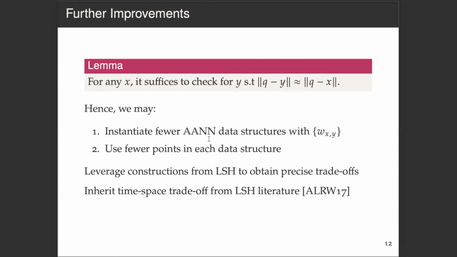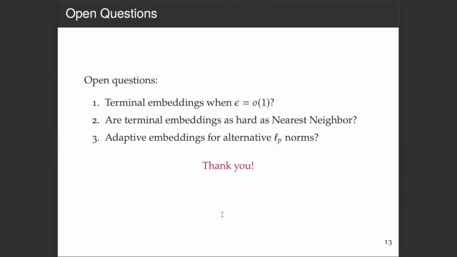To precisely trade off between each of these options, we leverage constructions from locality sensitive hashing, which were previously used for nearest neighbor search. I won't dwell any more on how we use these data structures, but all the details are in the paper if you're interested in checking it out. And now I'll conclude with some open questions.